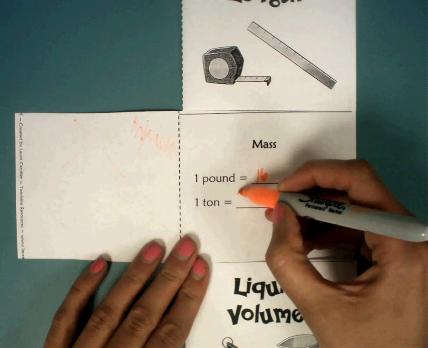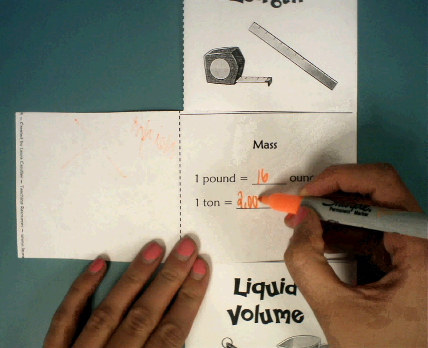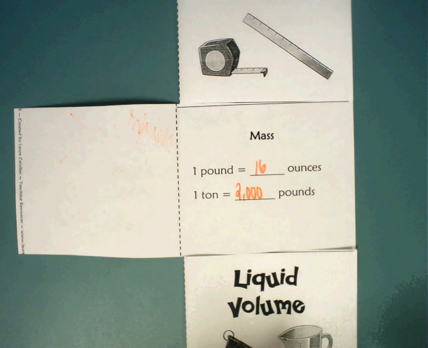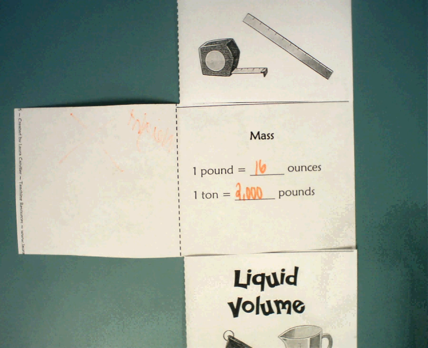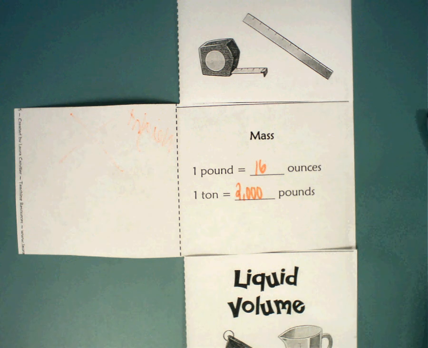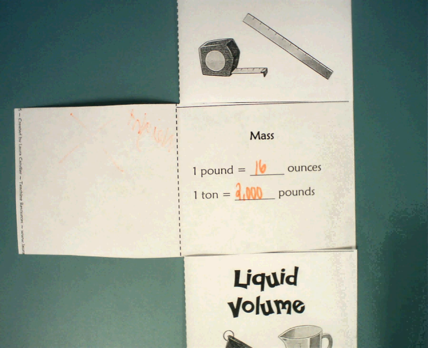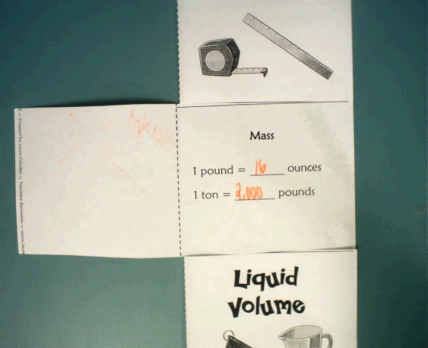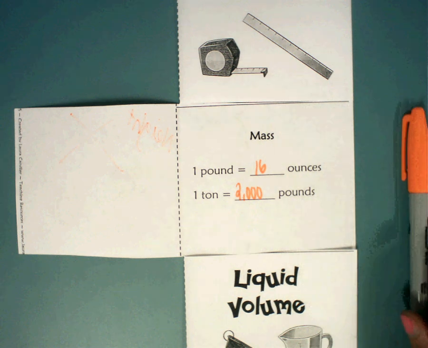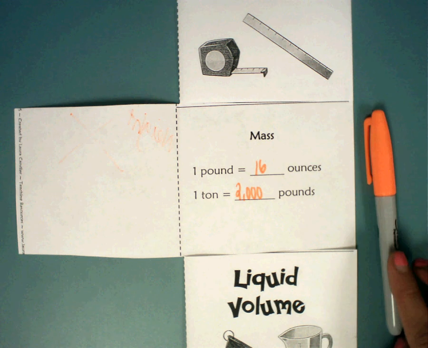1 ton equals 2,000 pounds. Okay, let me ask you something. I want you to think about how many pounds you weigh. Maybe it's like 50, 60 pounds. I really don't know. I have no idea how much a 4th grader weighs. Do you think that we would measure you in tons? Lordy, I hope not. I don't think we would measure you in tons.